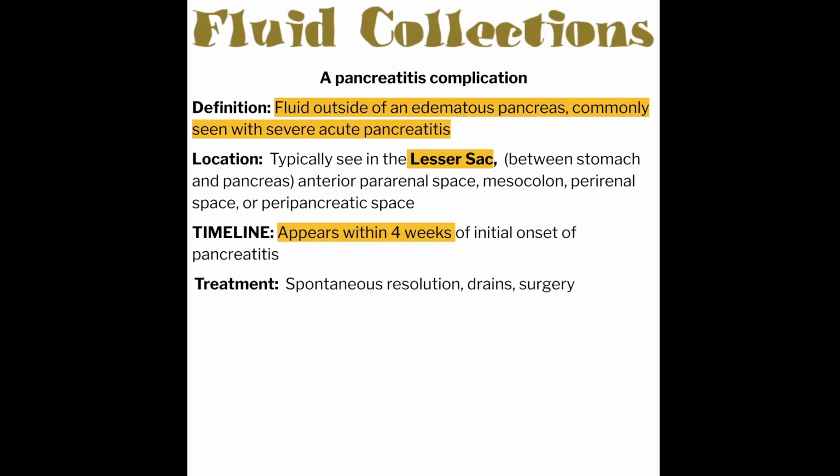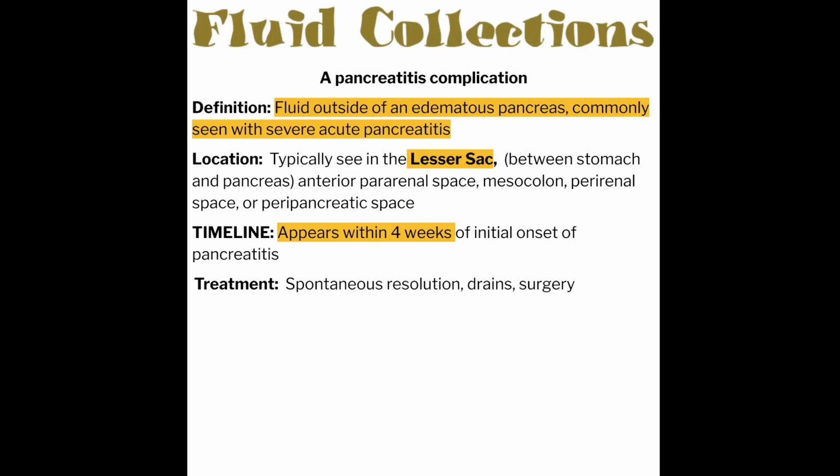This is typically going to be seen in the lesser sac, so that's the area between the stomach and the pancreas. The second most common space after that is the anterior pararenal space, which is near the tail and spleen. We may also see some fluid collections near the mesocolon, the pararenal space, or the peripancreatic space. Now, as far as timeline goes, we are typically going to see fluid collections start to appear within the first 4 weeks of the initial onset of the pancreatitis.